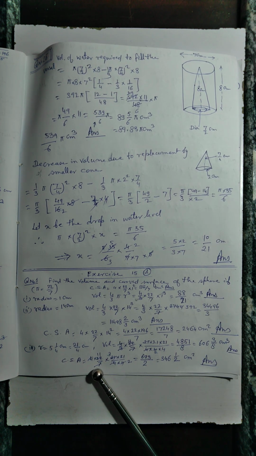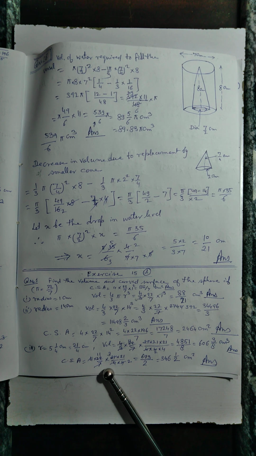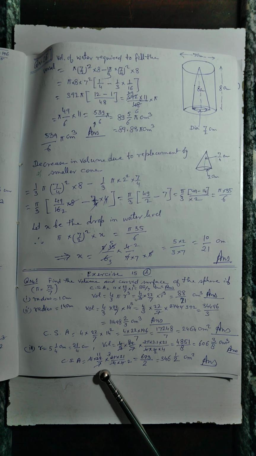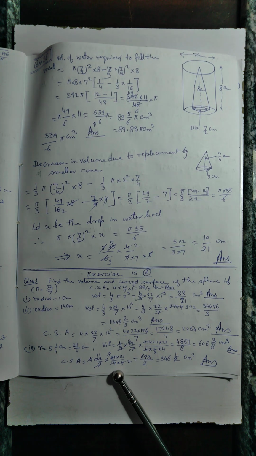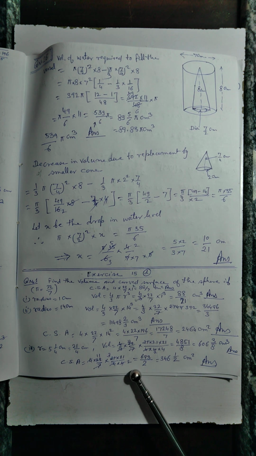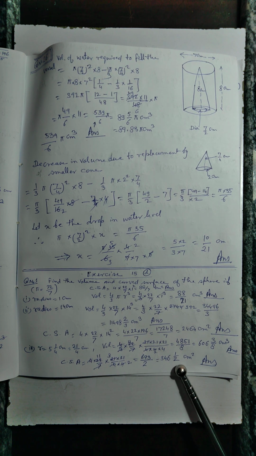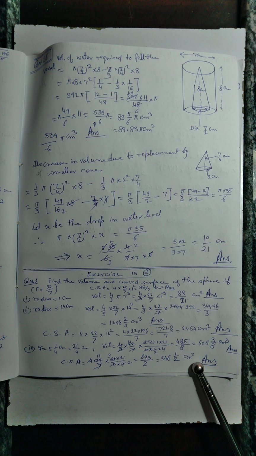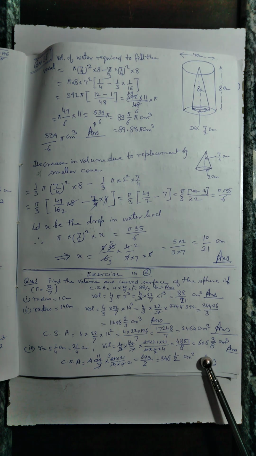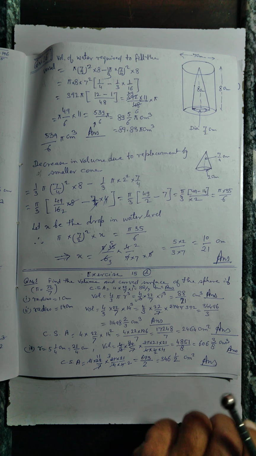Curved surface area will be equal to 4 pi, that is 4 into 22/7 into 21/4 into 21/4. Solving this further, 693/2. Further dividing this, 346 and 1/2 centimeter square. That will be the curved surface area. This is the fourth part.